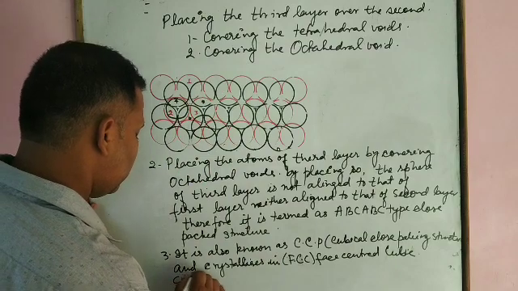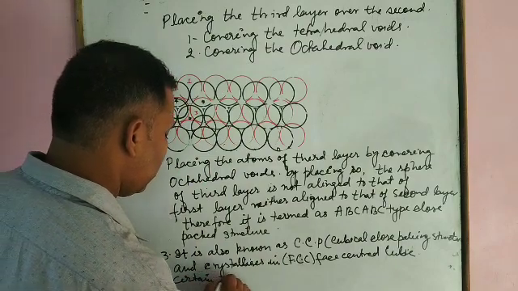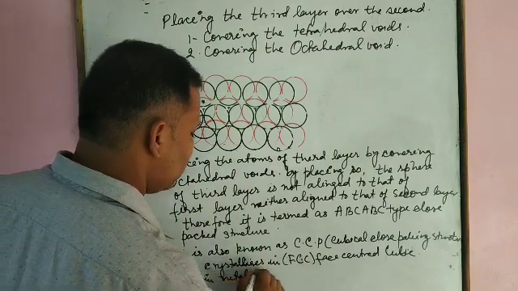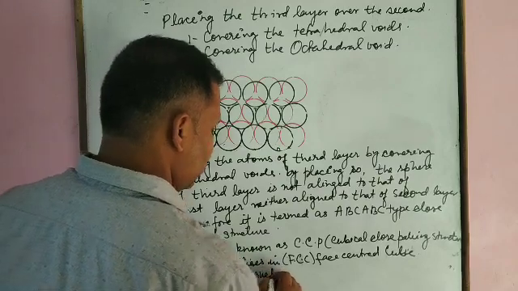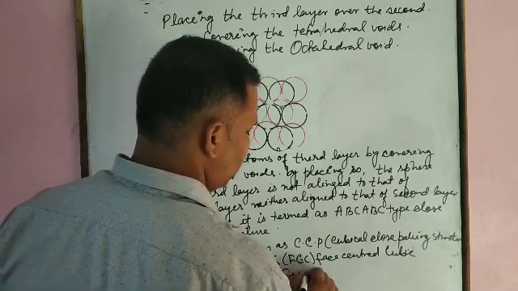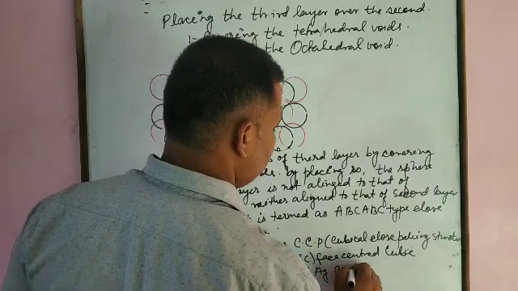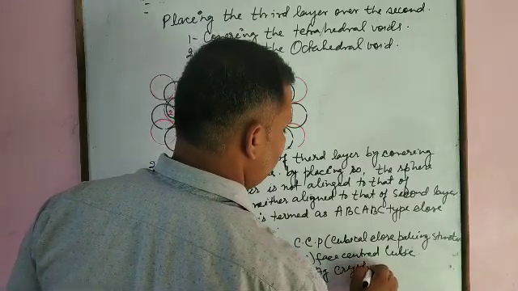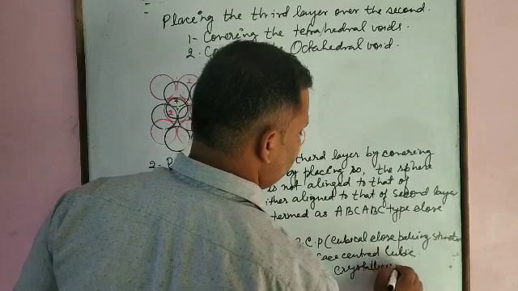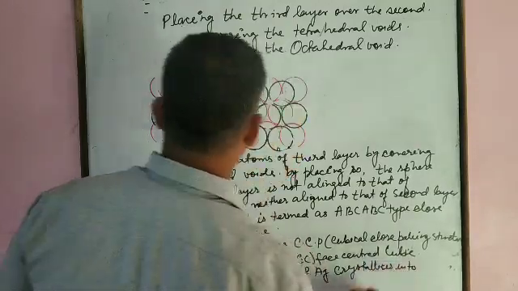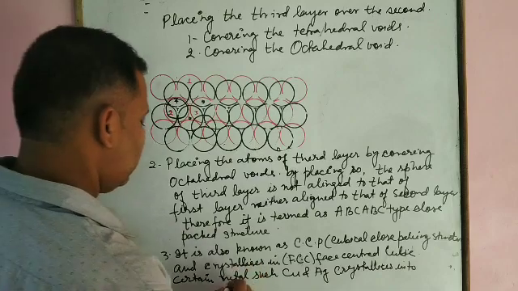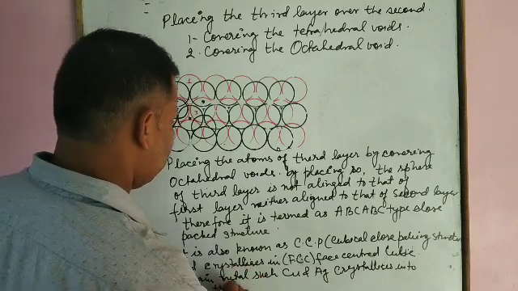Certain metals such as what? Copper and silver crystallizes into what? This structure.